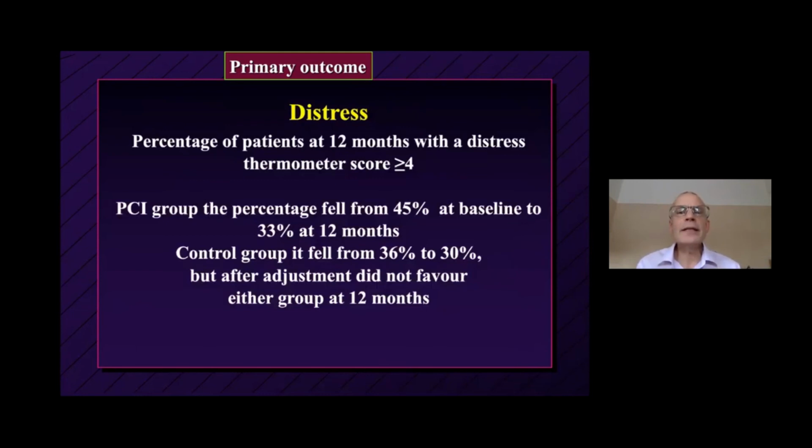In terms of distress at 12 months, the distress thermometer score of greater than or equal to 4, although there was an improvement, there was no significant difference between either group in terms of distress.